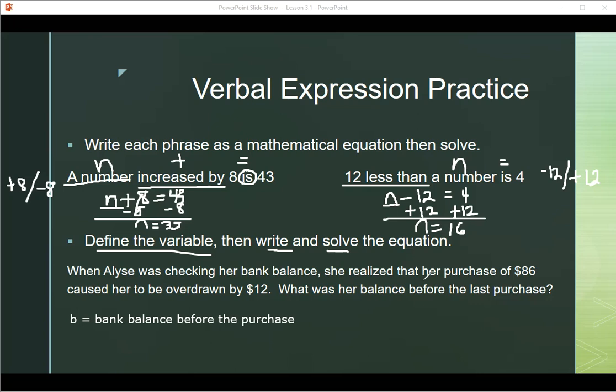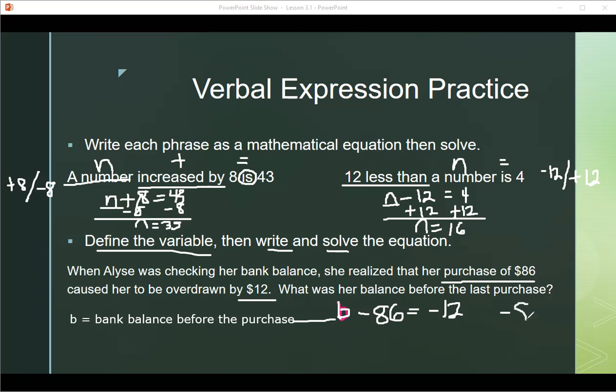So if I take that original bank balance, that's my B, and I subtract a purchase, because when you spend money, it subtracts it from your bank account. So I take that B, I subtract my purchase of $86. Her total now is to be overdrawn by 12. That means negative 12. So B represents the bank balance before the purchase. You're subtracting $86, that's what she spent, and you're ending up with negative 12.